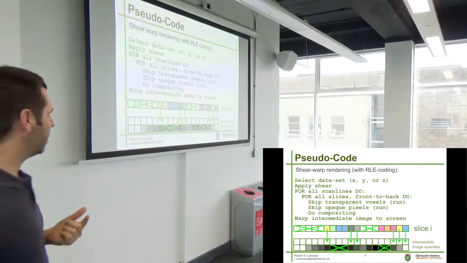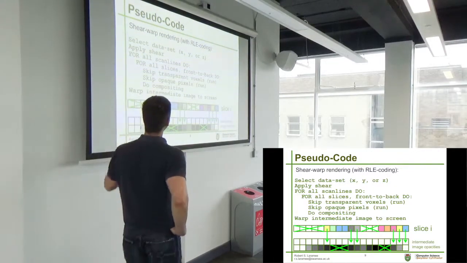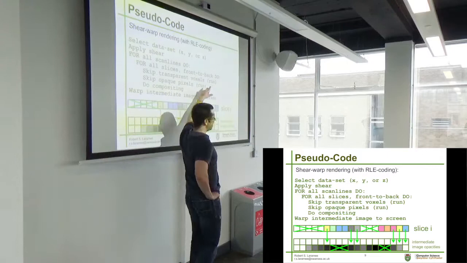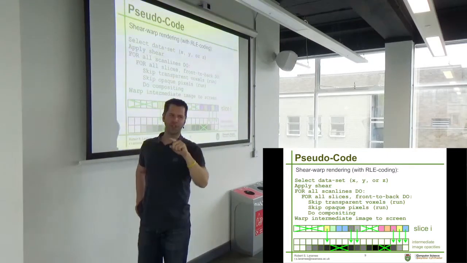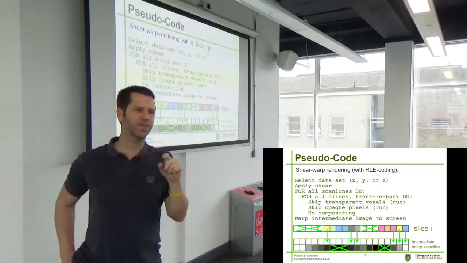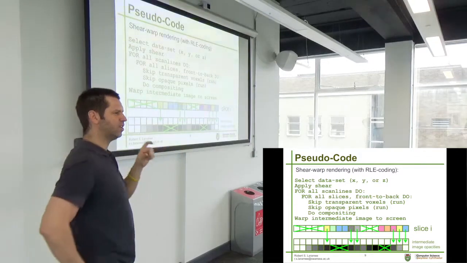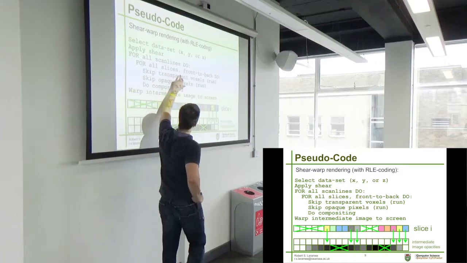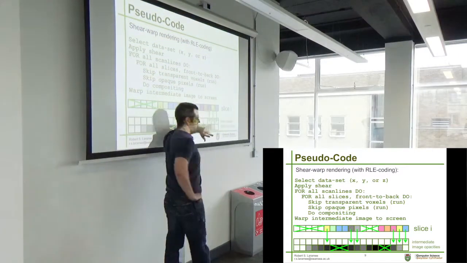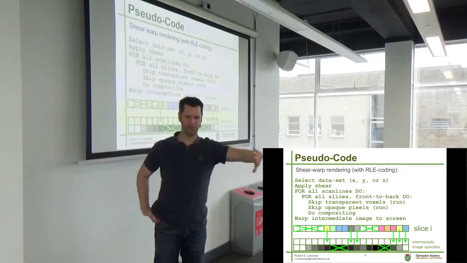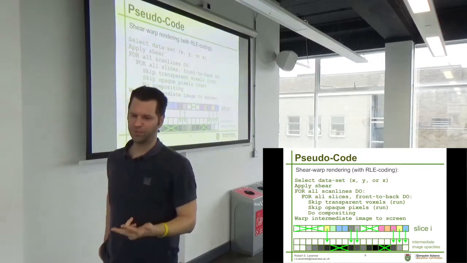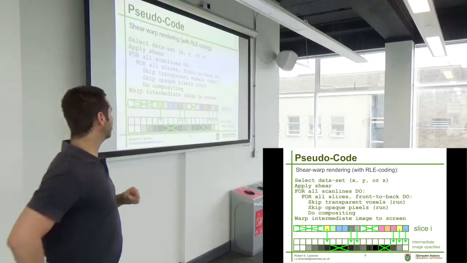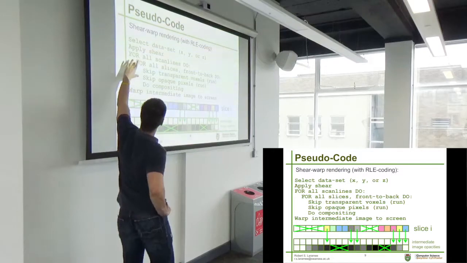But then inside there's another for loop: for all slices, front to back. That's an object order for loop. That corresponds to objects in object space. I'm sorry, object space. Slices from front to back, starting from the front and moving backwards. So there are two for loops. One corresponds to object order, one corresponds to image order.